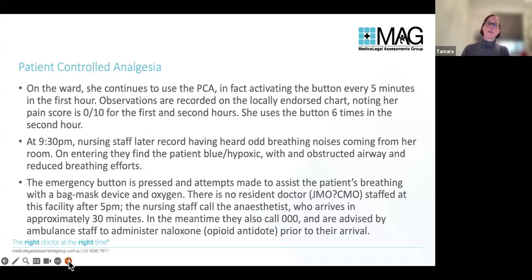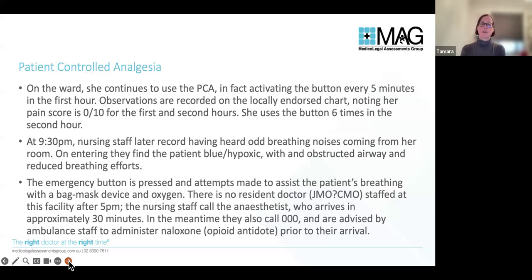The next thing to note is that at about 9:30, a member of nursing staff walks past and hears a sort of funny grunting noise. They find that she's frothing at the mouth and bluish, and she's not breathing very well, and it's a very obstructed sounding breathing. Again, the emergency button is pressed. A second nurse arrives. There aren't a lot of people around in this small private hospital at night.